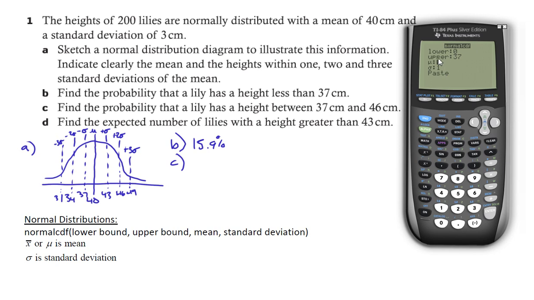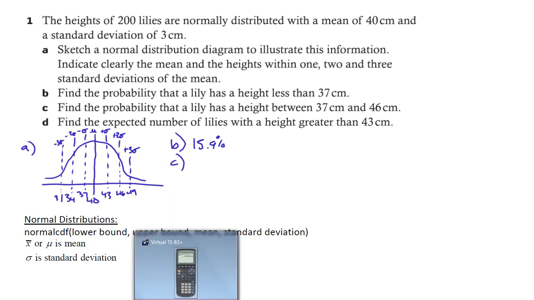The mean is 40, and then our standard deviation is 3. Enter, and then you push paste, and it's going to paste it all into the formula that we just did on the other calculator. Push enter, and we again get 15.9%. Okay, so either one of those calculators will work.